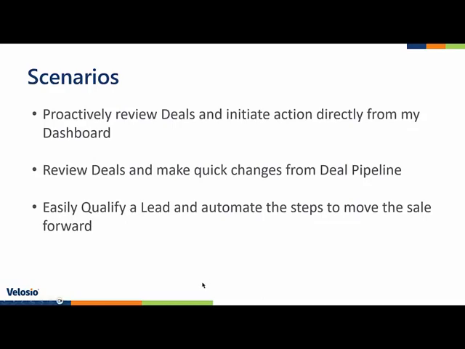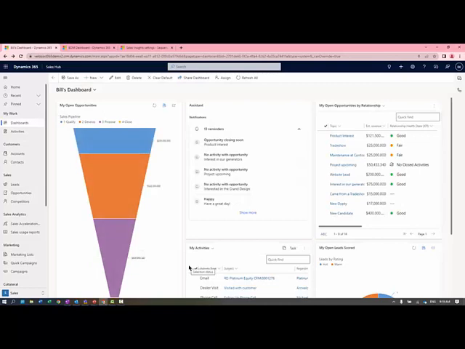So let's go in and take a look at the system. So this is Dynamics, right? That we're all used to using on a daily basis. You can see I'm looking at my dashboard right now. It's Bill's dashboard. I've got a few different things on this screen. I'm looking at my pipeline, right? My open opportunities on the left-hand side showing me the different stages that those opportunities are in.